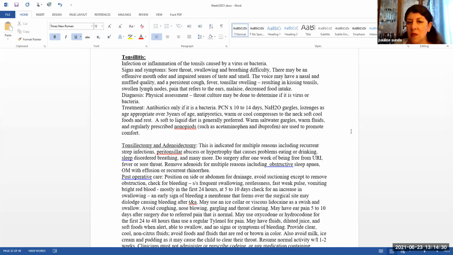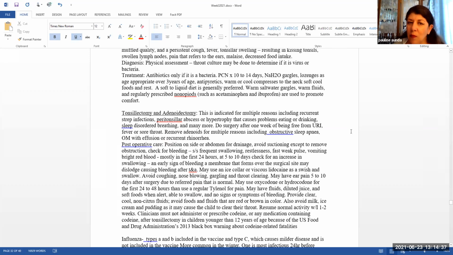Diagnosis is a physical assessment. They will do the throat culture to determine whether it's a virus or bacteria. Treatment: we only use antibiotics if it is bacteria, and we already talked about the penicillin and the other medications. You can use warm saltwater gargles, lozenges as age appropriate, typically over 3 years of age, because we don't want them to choke. Antipyretics, warm or cool compresses to the neck, soft, cool foods, and rest.